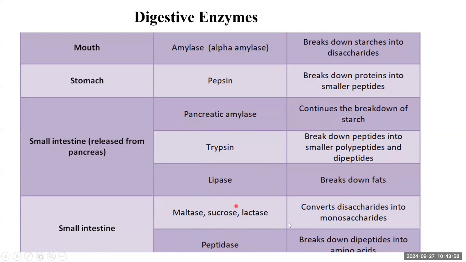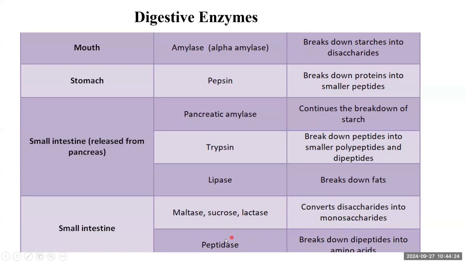These convert disaccharides into monosaccharides, which means if we have taken raw sugars such as sucrose or lactose via milk or anything, these enzymes convert these big sugars into small sugars, monosaccharides. Mono means one particle or one molecule of sugar, which is glucose.